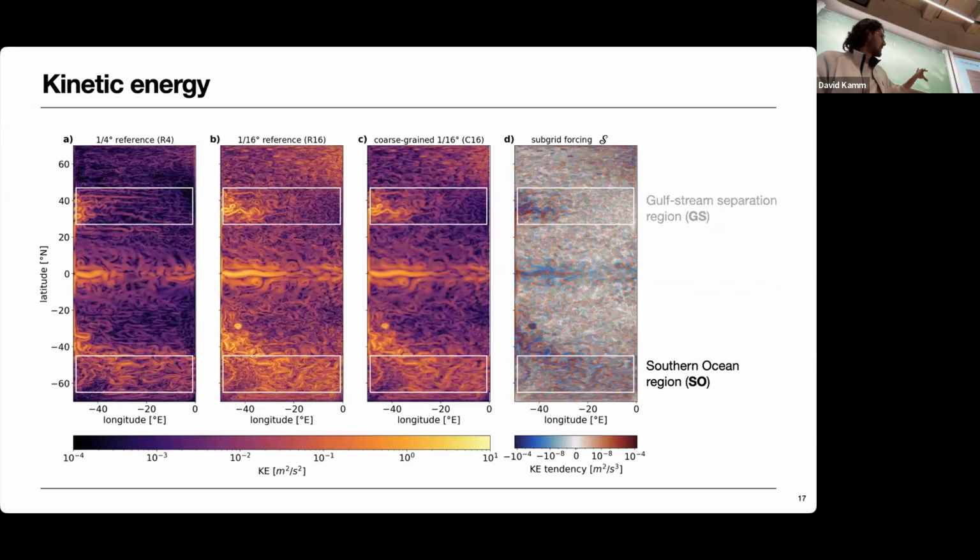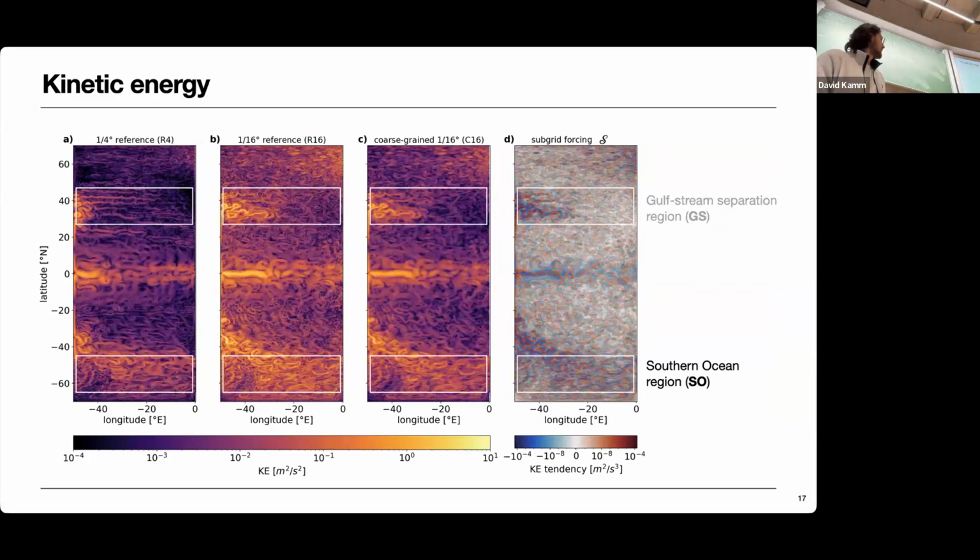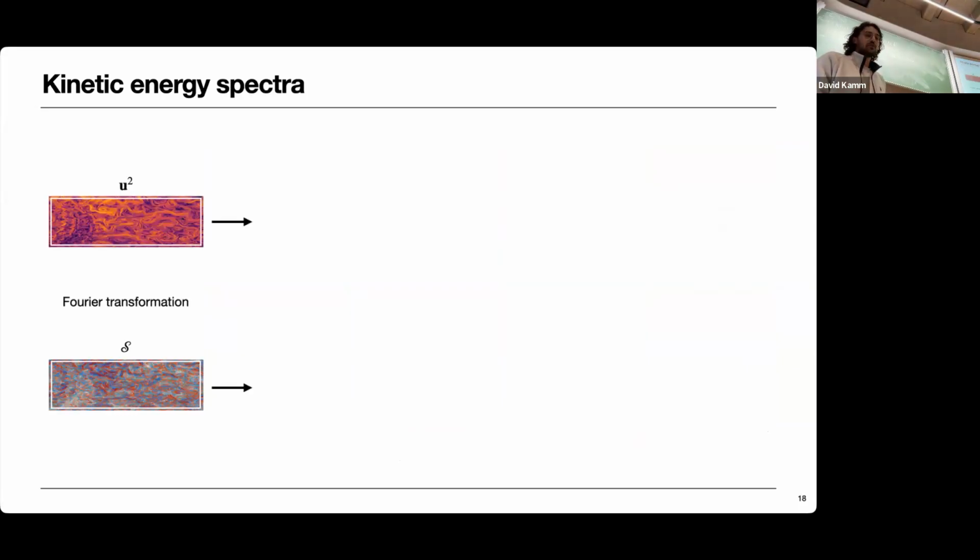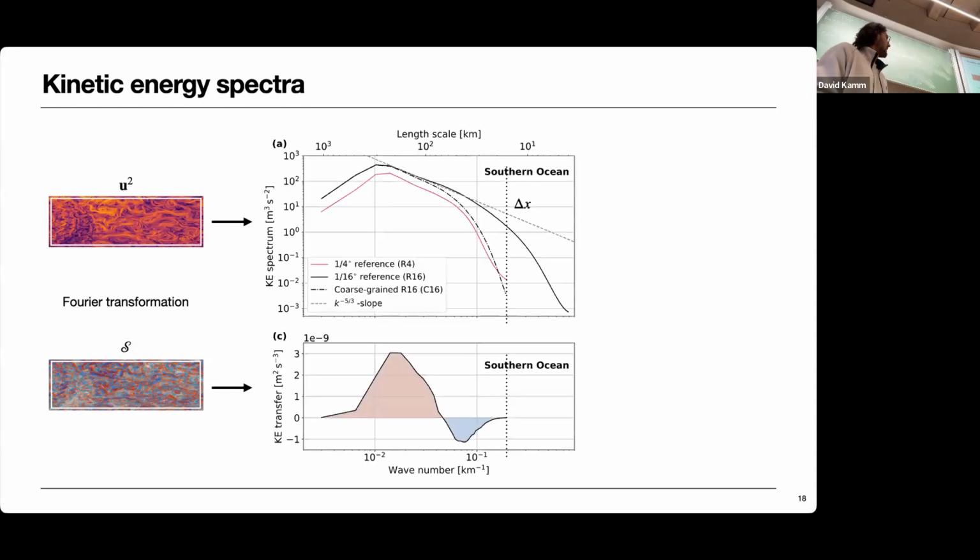Within this box that you can see in the bottom, I can take the 2D Fourier transform of the kinetic energy, but also of the energy transfers, to get these pictures of kinetic energy spectra on top and kinetic energy transfer spectra in the bottom. For those of you who are not very familiar with it, what the top one gives you is basically the kinetic energy contained at various length scales, going from coarse length scales on the left to the smallest length scales on the right.